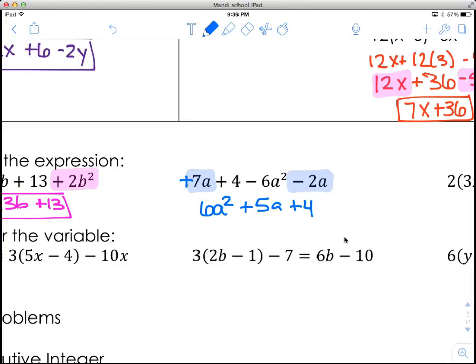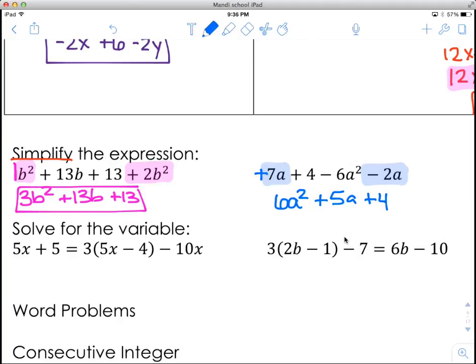Okay, so notice on both of these, I started with the highest exponent. So the first one had a b squared, this one had an a squared. Then I moved to the variable with no exponent, and then I moved to the constant. That's called descending order, and you want to make sure that you write it in descending order.